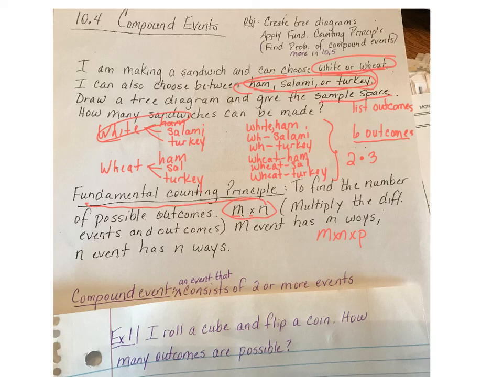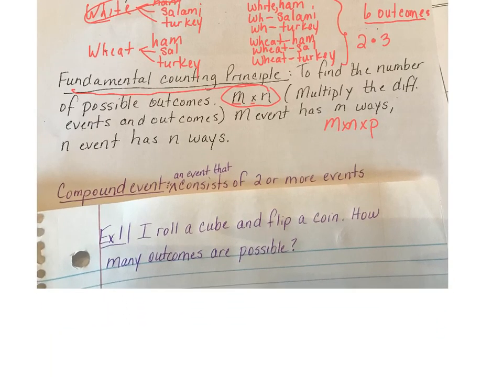So let's look at number 1. It says, I roll a number cube and flip a coin. How many outcomes are there? Well, how many outcomes are on a number cube? There are 6. How many outcomes are on a coin? There are 2. So to figure out how many possible outcomes there are, we multiply them together. There would be 12 outcomes. Okay, this is 2 events. This is the first one, that's the second one.